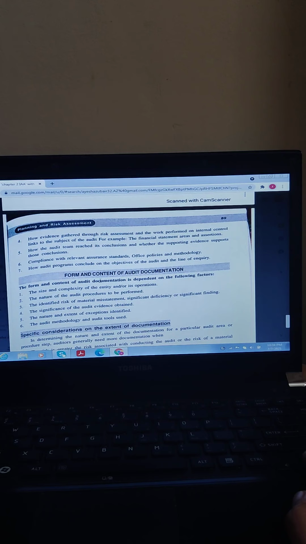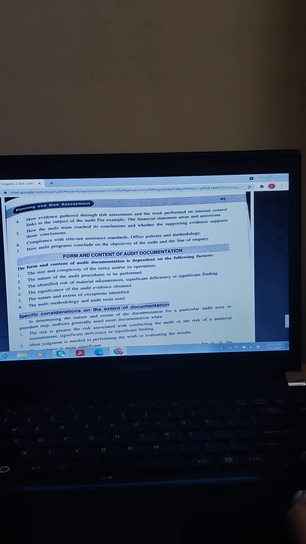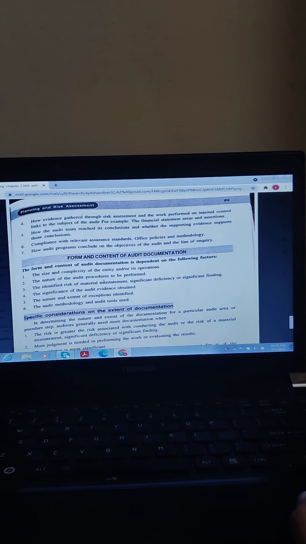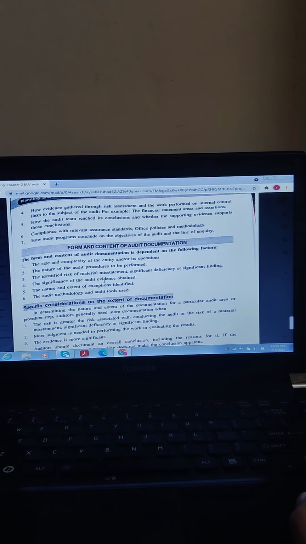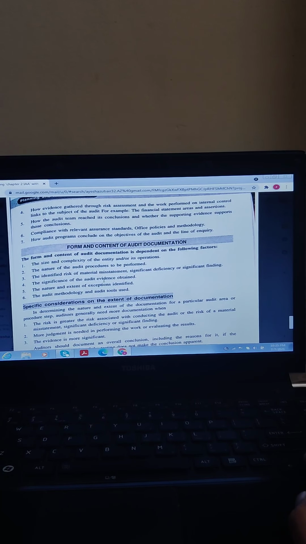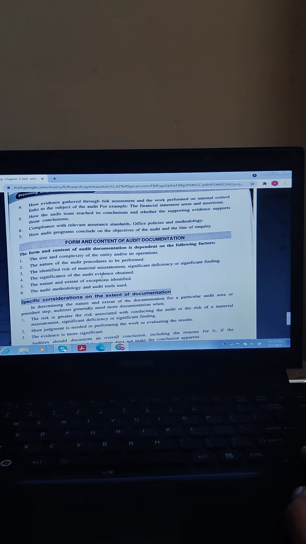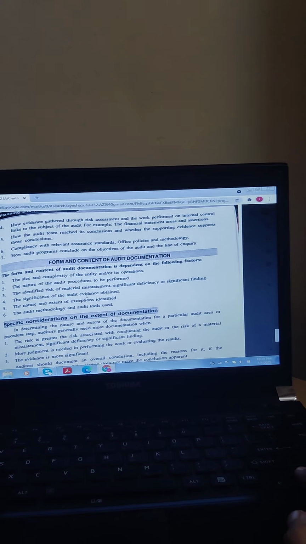Then you show how your audit team has reached its conclusions. Then compliance with relevant standards, like how you have followed your methodologies, rules and regulations in order to carry out your auditing. Then how you are going to carry out your program and what line of inquiry you followed. All of this information has to be given in the audit documentation and report.